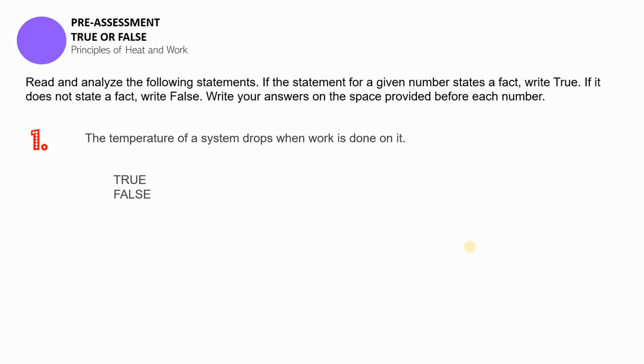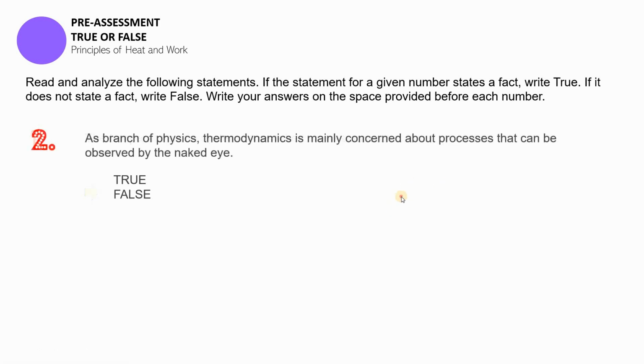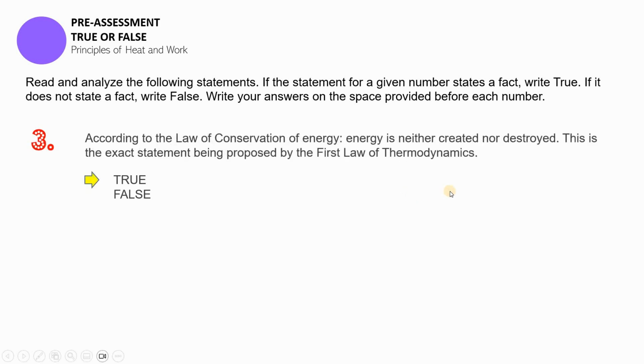For the first item, the correct answer is false. So, the temperature of a system does not drop when work is done on it. Actually, it rises. Okay. For number 2, the correct answer is false. You will know more about that as we progress through this book. Question number 3, the correct answer is true. The statement energy is neither created nor destroyed corresponds to the first law of thermodynamics.